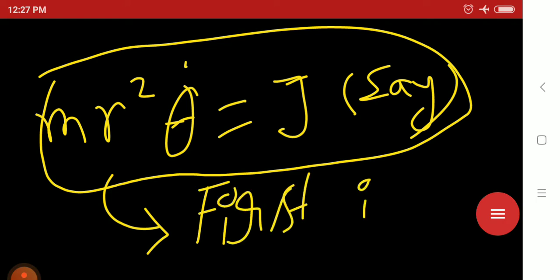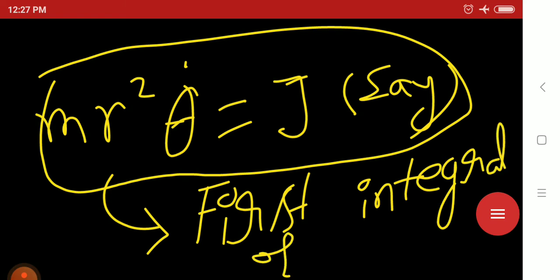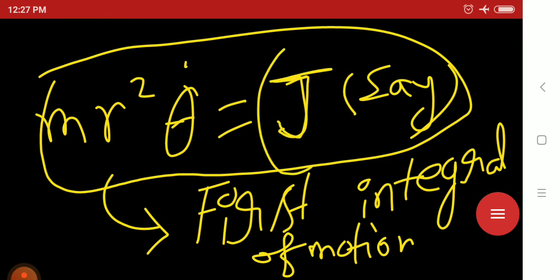Remember this, it is very important, because under the central force motion the first integral of motion is actually J. J is the constant magnitude of angular momentum. That is conserved because m is constant. So by manipulating it, we can write something here.